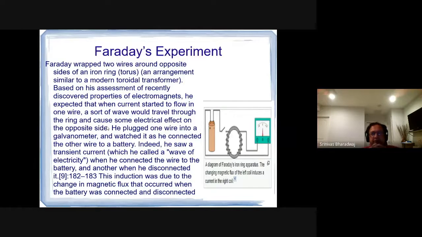But what happens in the galvanometer is it does not move to the side and stay there. No, it moves and comes back to zero. So it produces an instantaneous current, a current for a short period of time in the second loop, and that is what is detected by the galvanometer.